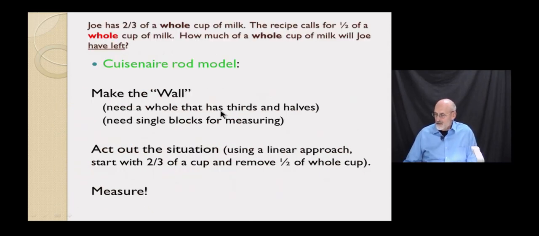So again, here's the word problem. We're starting with 2/3 of a whole cup. We're going to use half of a whole cup, and we don't know how much of a whole cup is left. For the Cuisenaire rod model, we're going to make the wall again. And of course, that wall will need to have thirds and halves in it, since that's what's involved in the problem. And then we'll act out the situation using a linear approach, because Cuisenaire rods are like a linear model, where we'll start with 2/3 of a cup and remove a half of a whole cup, and then we'll measure that.